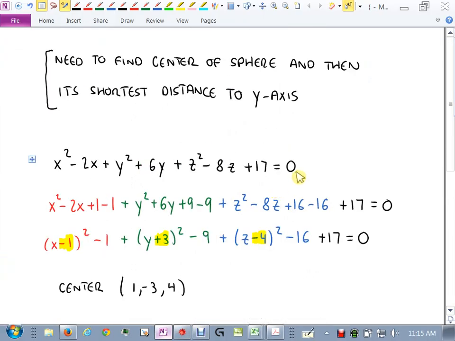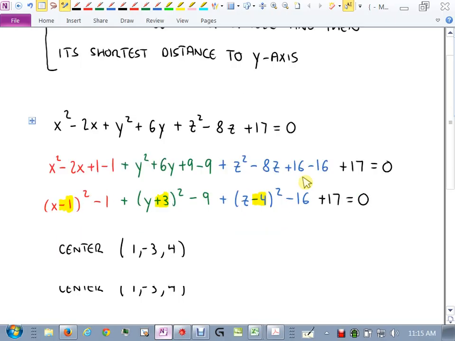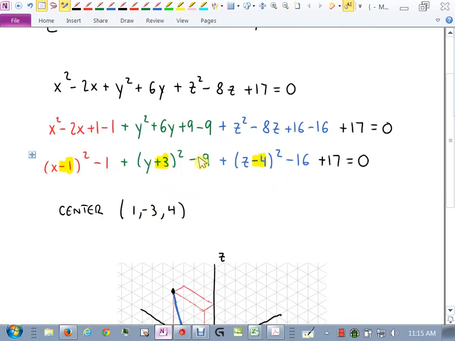All right, so here's the problem worked out. We need to find the center of the sphere first, right? Because we're trying to find the shortest distance from the center of the sphere to the y-axis. To find the center, I have to complete the square, just like in your homework. We complete the square on all the terms, make it look like the equation for a sphere, and you realize that the center is (1, -3, 4).